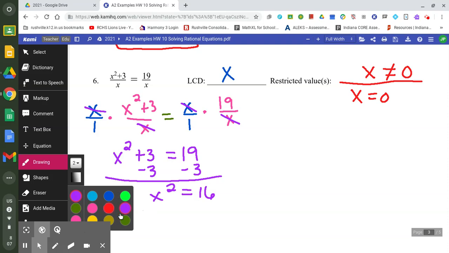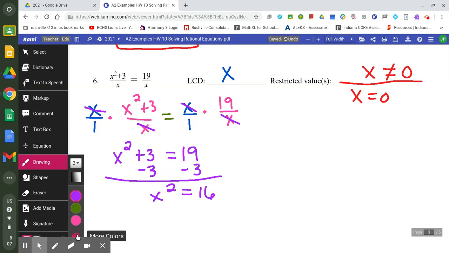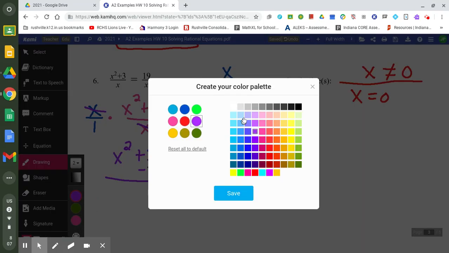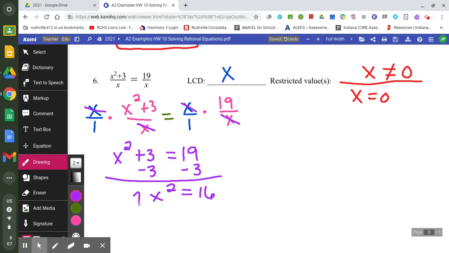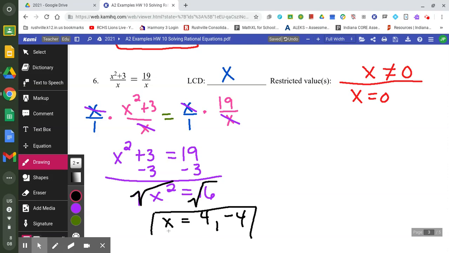And then remember that the square root of x squared is x, and the square root of 16 is 4 and negative 4. And neither one of those are in my excluded or restricted values, so that is my answer.